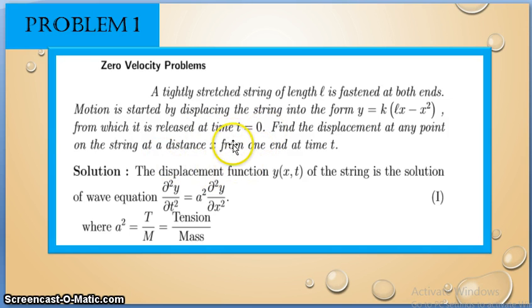So the first step is, first we write the wave equation. What is the wave equation? Dou square y divided by dou t square equal to a square into dou square y by dou x square, where a square equal to T by m, that is tension divided by mass. So this is the first step here. First write down the one-dimensional wave equation formula.